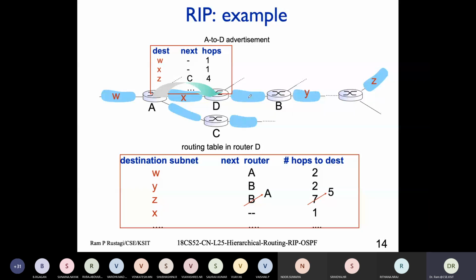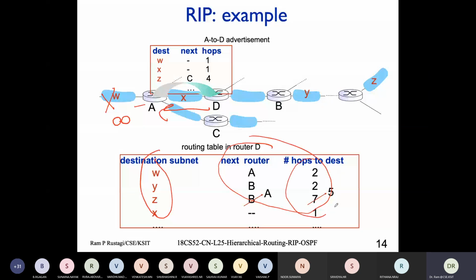RIP has a limitation of what we call count to infinity. So look at the following. Now the table is made. Now this link goes down. When this link goes down, A would make the cost infinity. Immediately when this happens, D sends its routing message to A. And this is the routing message D would send to A. When they communicate the message, they only give the destination subnet and the hop count. They do not send what the next router is.